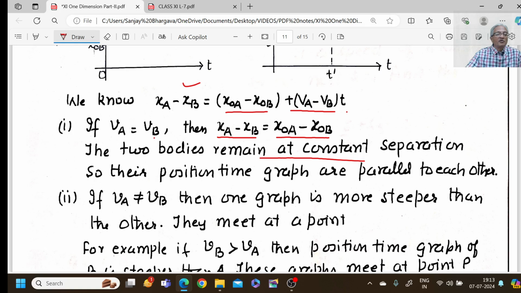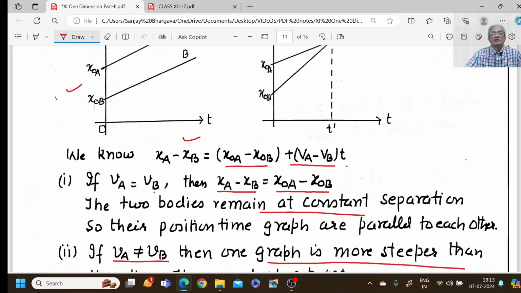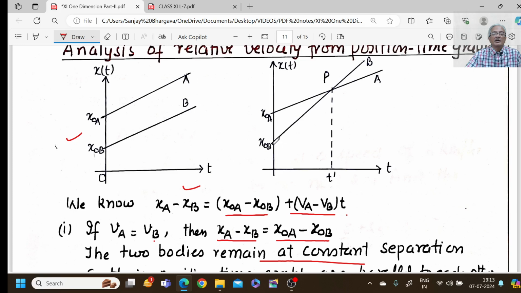Then we may have VA not equal to VB. Then one graph would be steeper than the other, and they meet at a point. For example, let us pick up VB greater than VA. Then what will happen? Just look here. For VB the slope is more, and for VA the slope is less.